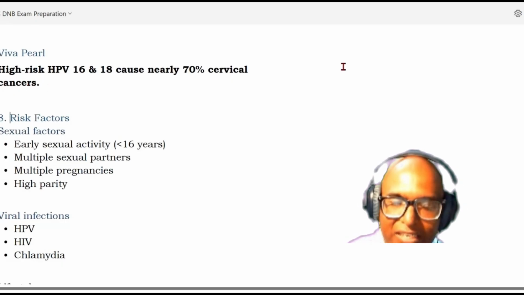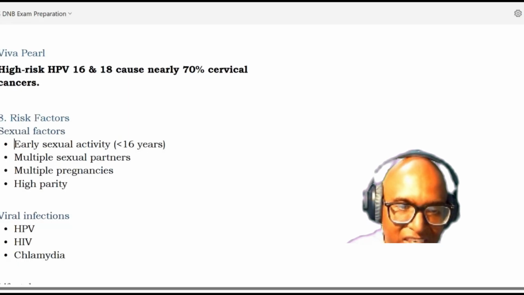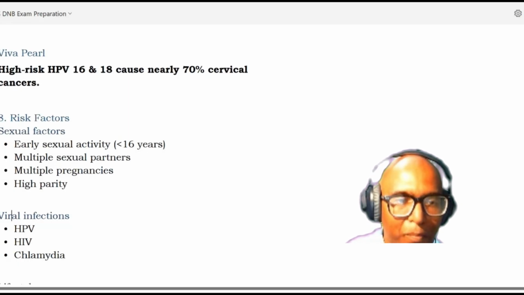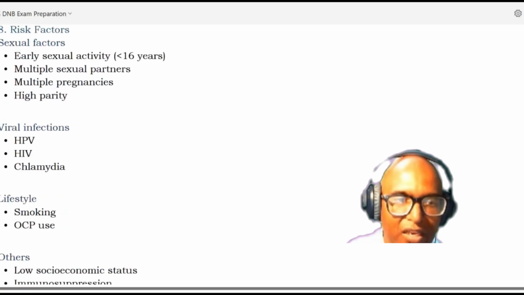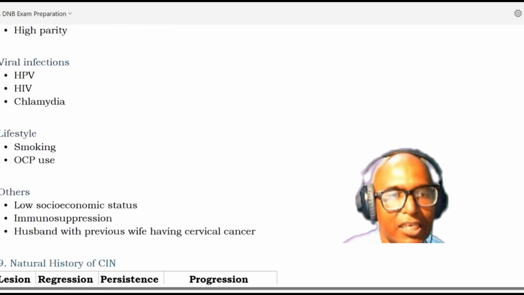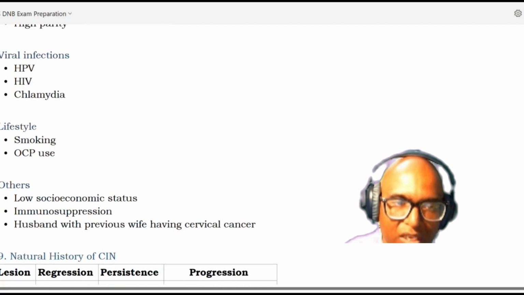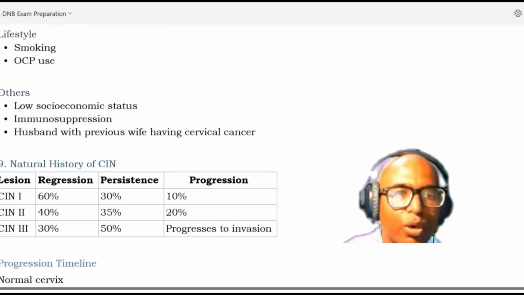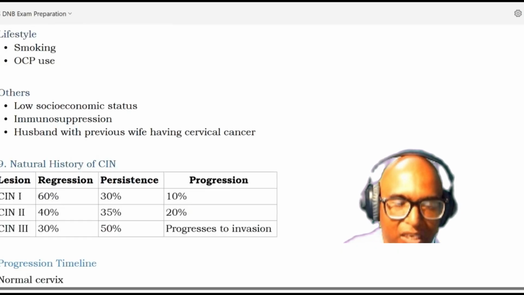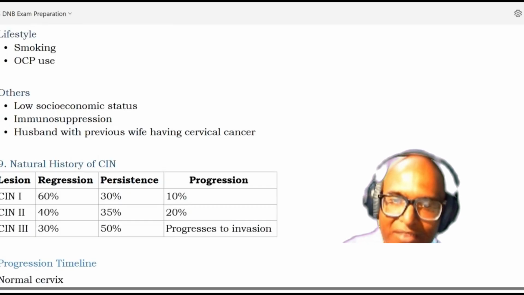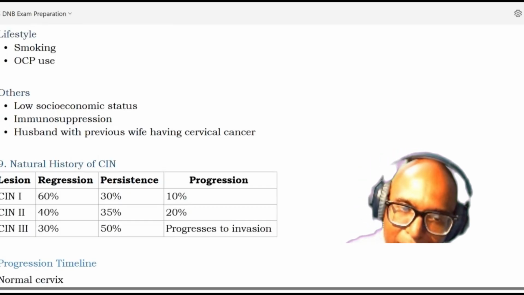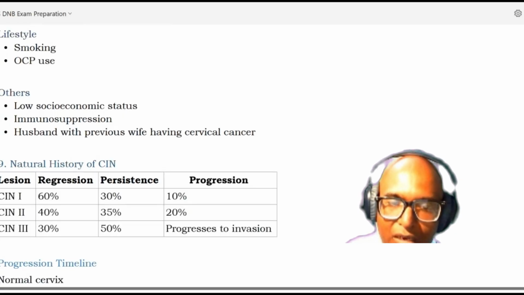So risk factors for carcinoma of cervix: the sexual factors such as early onset of sexual activity, less than 16 years, multiple sexual partners, multiple pregnancies, high parity. Viral infection, well established is HPV infection, and other associations are HIV, chlamydia. Then lifestyle related factors such as smoking, oral contraceptive use, etc. And others are low socioeconomic status, immunosuppression, husband with previous wife having cervical cancer. These are other epidemiological associations with carcinoma of cervix.